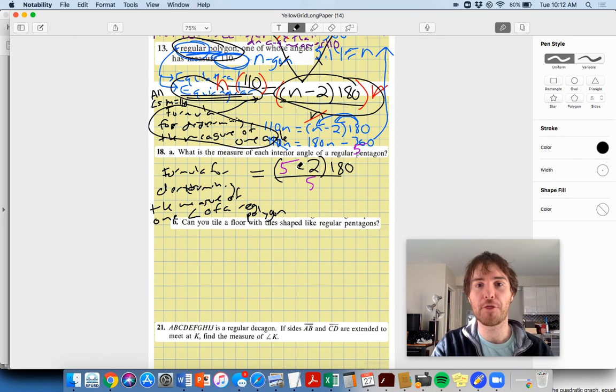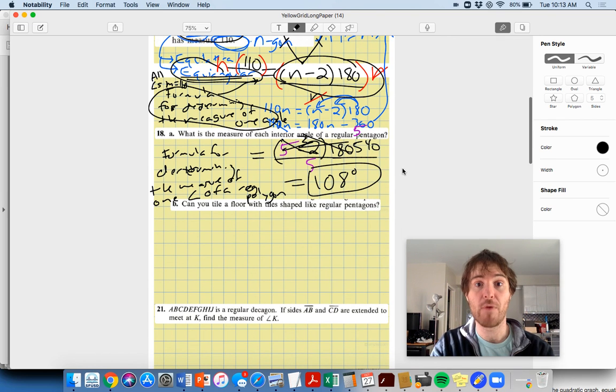All right. Anyways, 3. This becomes 3. And 3 times 180 is 540. Okay, so we got 540 divided by 5. Well, 5 goes into 500 100 times. 40 goes into 48 times. So 108 degrees. Okay, so I got 108 degrees here for the measure of one angle of a regular pentagon.